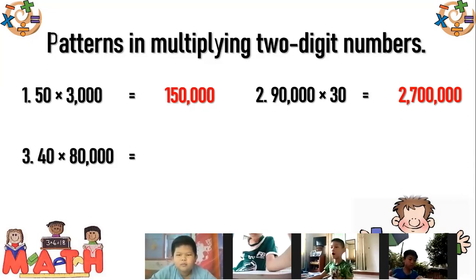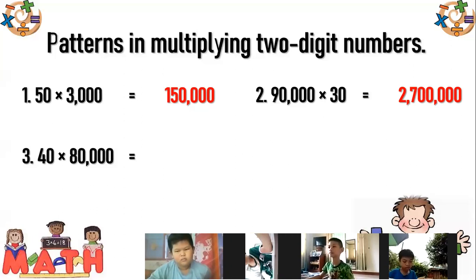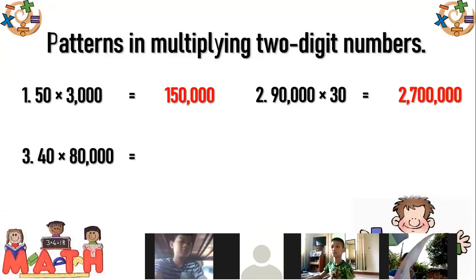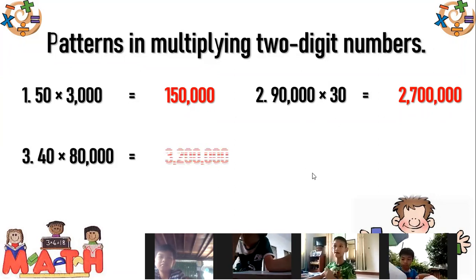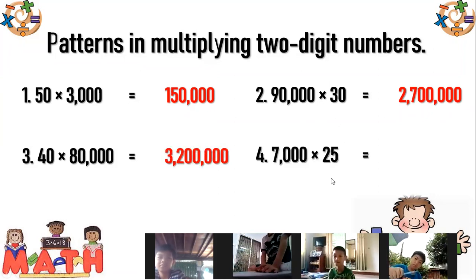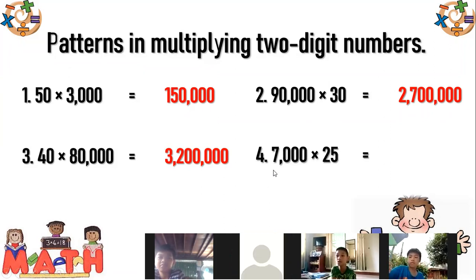4 tens multiplied by 8 10,000s. What's your answer? 3 million 200,000. 3,200,000. That's your answer, right? That is the correct answer. Now, number 4. Who is going to answer? We have 7,000 multiplied by 25.